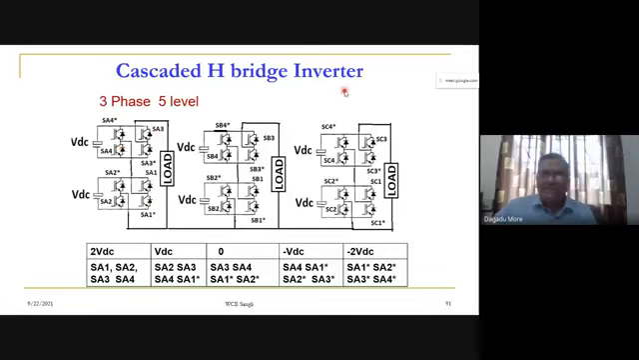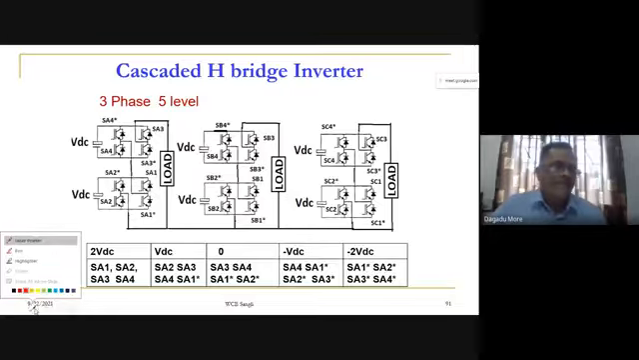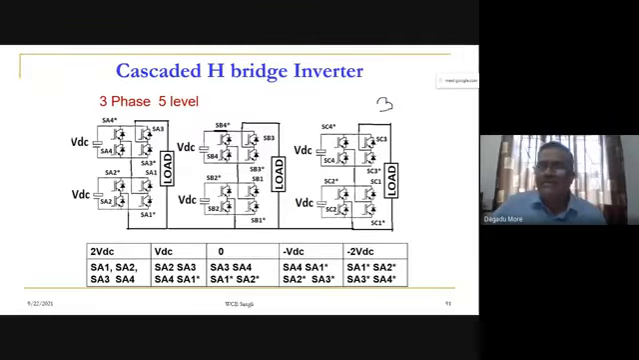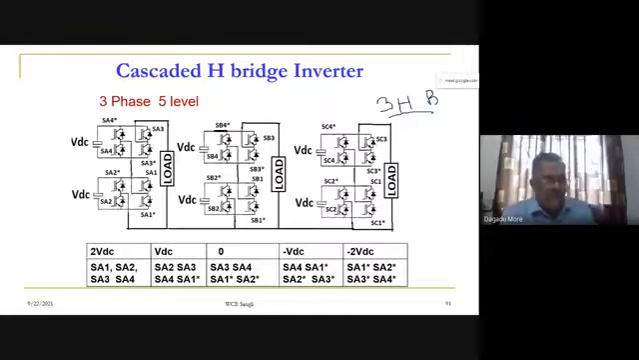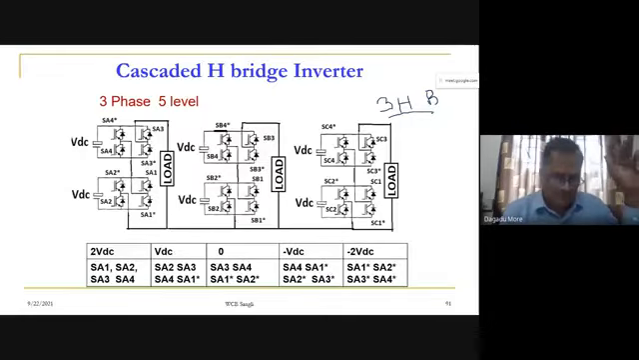Now suppose I connected 3 H bridges in series, in cascade. So what will be the number of levels of the phase voltage? If I connect 3 H bridges in cascade, then the phase voltage will have 7 levels, correct. So only the first bridge will give 3 levels, and if you go on adding one more bridge, it will add the level by 2.